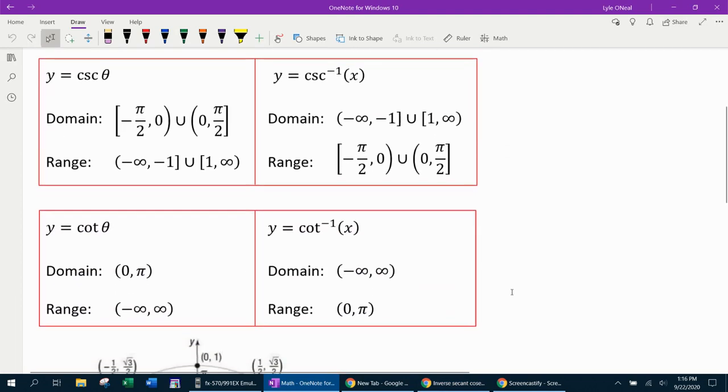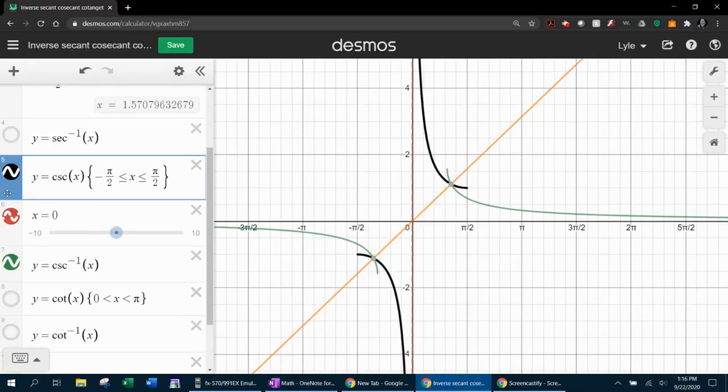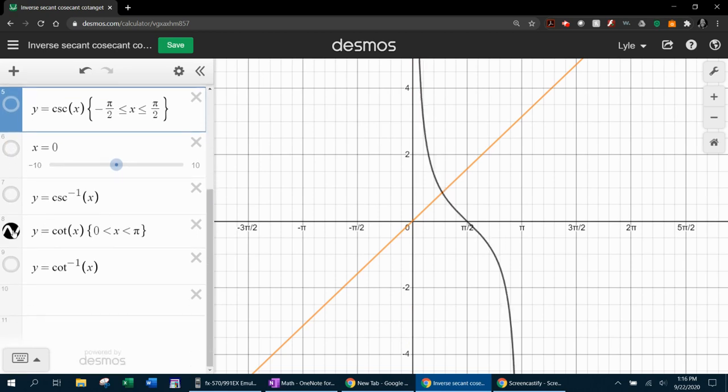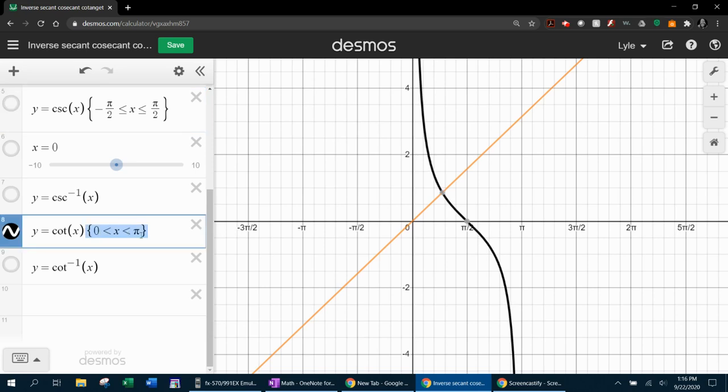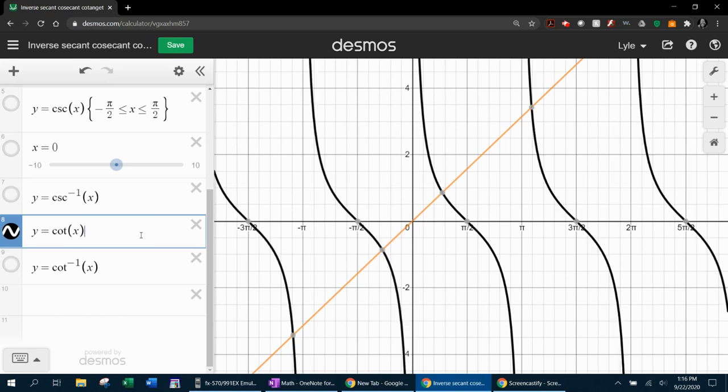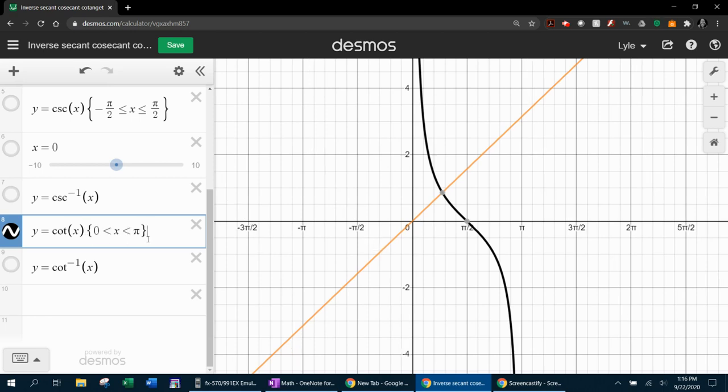And now let's go and look at cotangent, okay? So if we go back to our graph, we turn off the cosecant graphs and look at cotangent. Now again, notice I've got the domain restricted from 0 to pi. If I take off the restriction, you'll see that the cotangent function is definitely not 1-to-1. And so again, we need to restrict the domain so that we accommodate every value of the range, but also so that the function is 1-to-1.